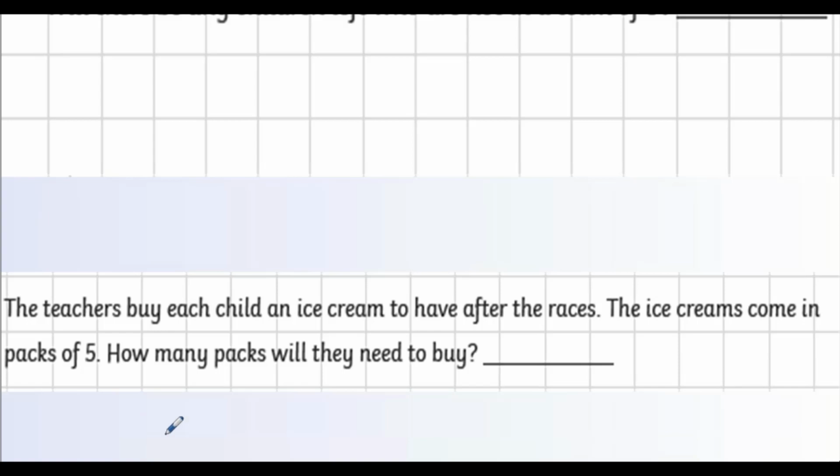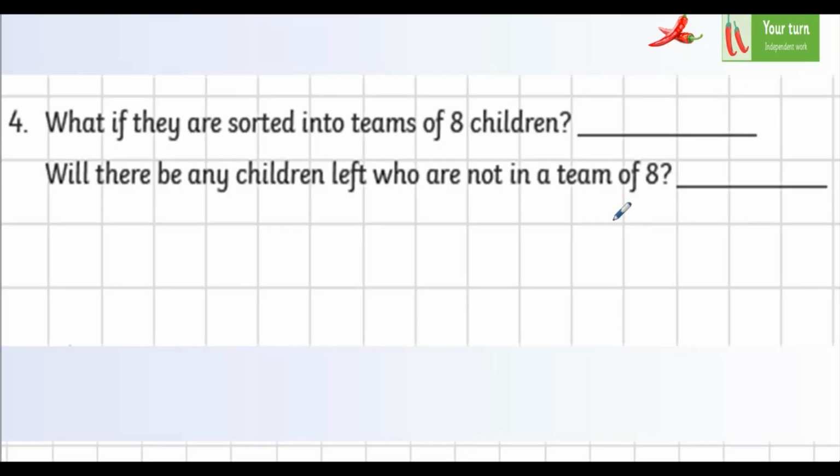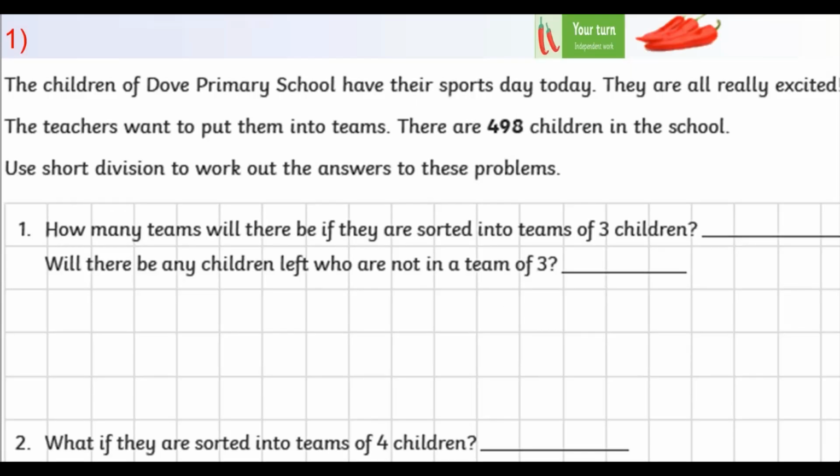And then finally, you have a question that says, the teachers buy each child an ice cream to have after the race. Remember how many children we had. If you can't remember, go back to the first Chili 2 sheet. The ice creams come in packs of 5. How many packs will they need to buy? So again, you divide 362 by 5. This one was divided by 8. So Chili 2, you can rewind the video as you need to.